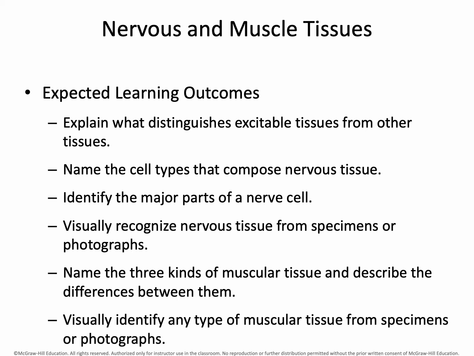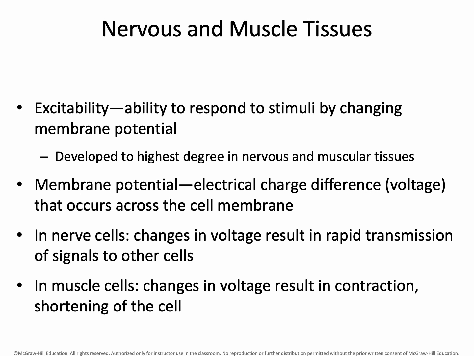So again, nervous and muscle tissue are both excitable, which is what makes them very similar. They have a membrane potential, which you'll talk about in lecture later on. But basically, they send an electrical signal from one cell to another, and when a nervous cell sends that signal to a muscle cell, that muscle cell contracts in response.